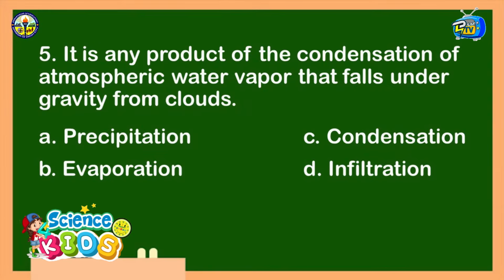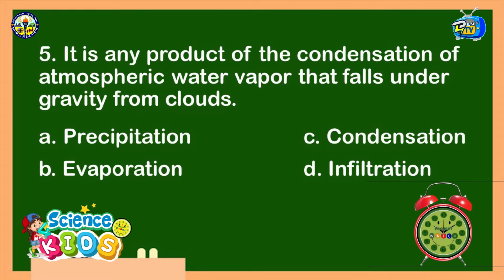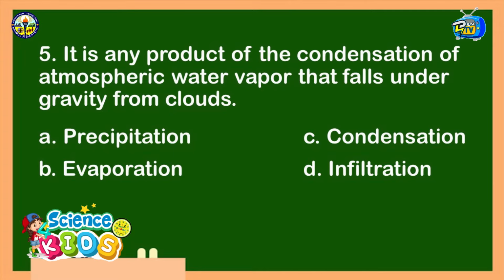Awesome! Number 5. It is any product of the condensation of atmospheric water vapor that falls under gravity from clouds. A. Precipitation, B. Evaporation, C. Condensation, D. Infiltration. Timer starts now. Time's up. What is your answer? The right answer is letter A, precipitation. Excellent.